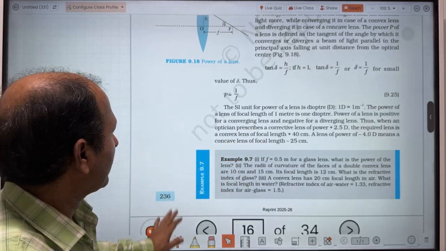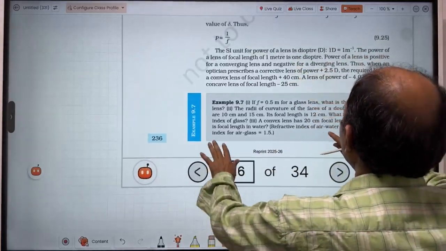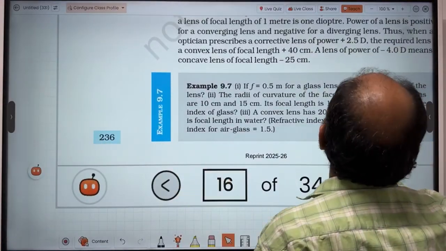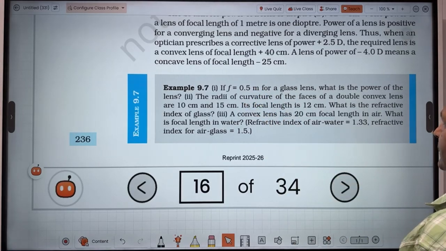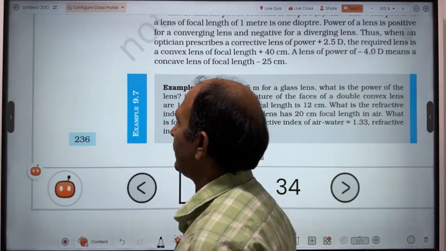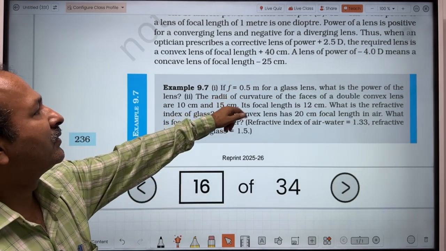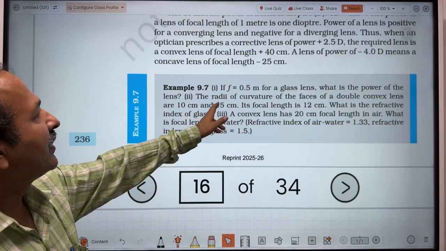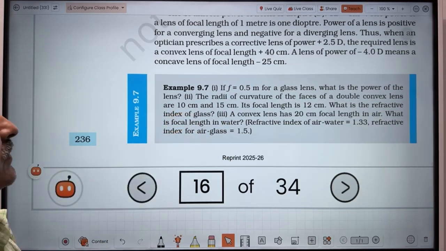Here there is one question for you. Let's read it together and try to understand what it says. If f equal to 0.5 meter for a glass lens, what is the power of the lens? We have studied that P is equal to 1 upon f. So if you divide it, you will get 2 diopter. The radius of curvature of the faces of a double convex lens are 10 cm and 15 cm. Its focal length is 12 centimeter.